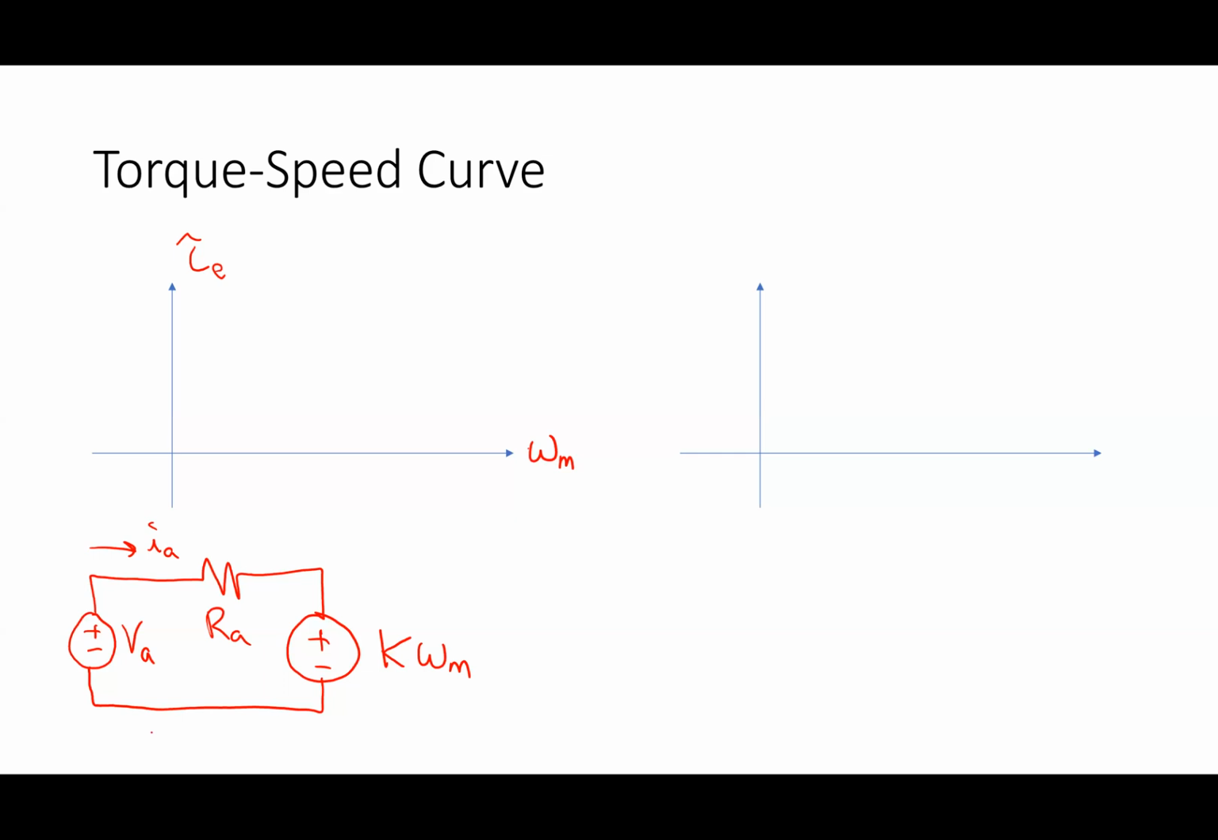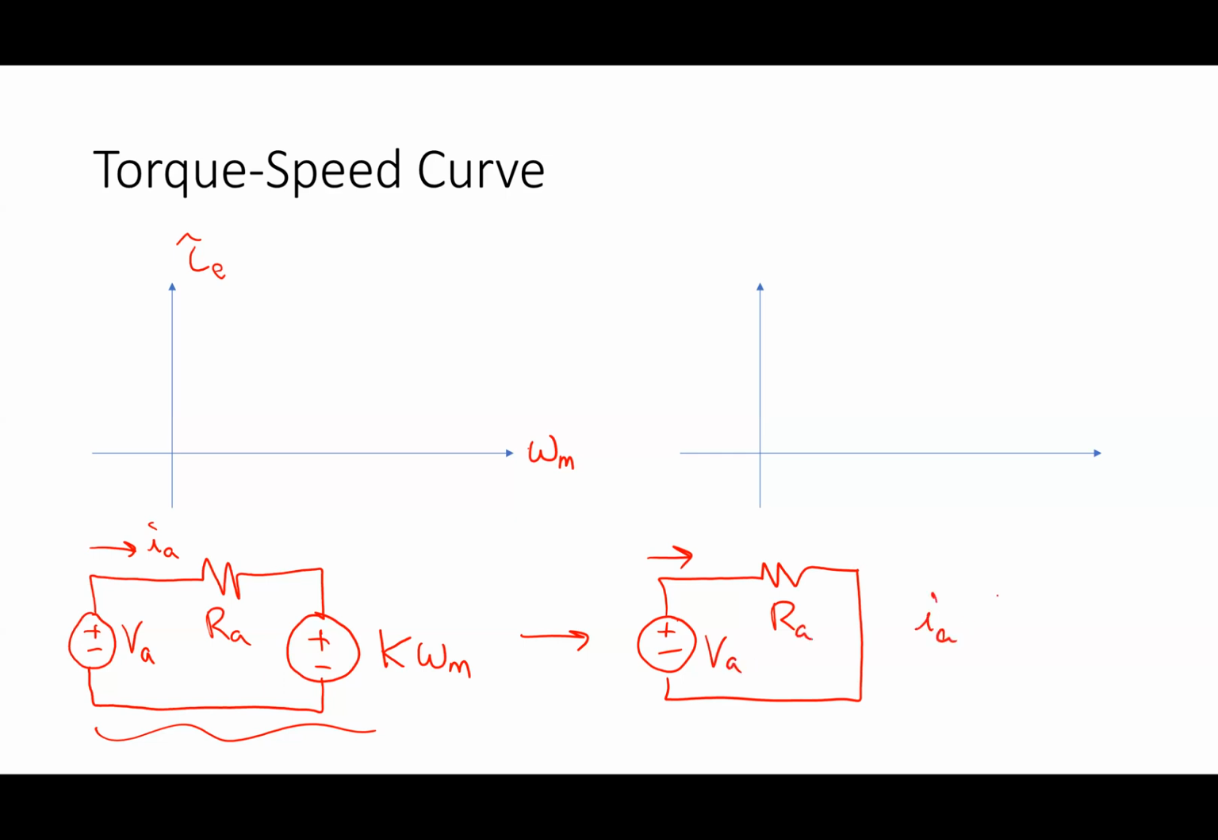At stall conditions, looking at this circuit, what's omega M at stall? It's 0. So at stall, this circuit basically becomes VA and RA, and what happens to K omega M? If omega M is 0, then that dependent source becomes a short. So my current is just VA divided by RA: IA equals VA divided by RA. This is at stall. So the torque that it makes is K times VA over RA.